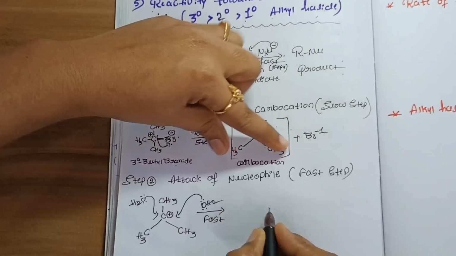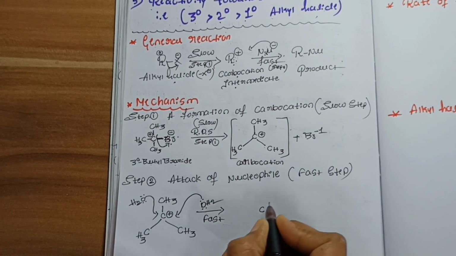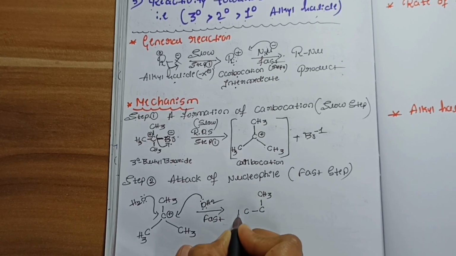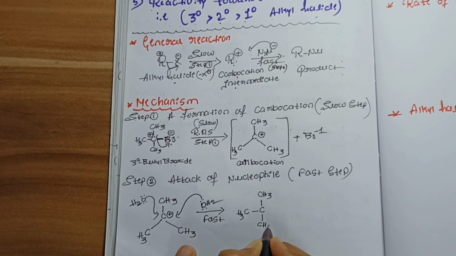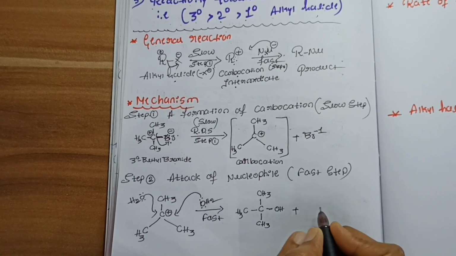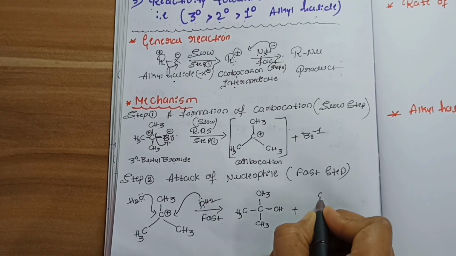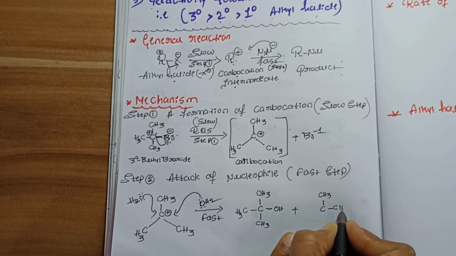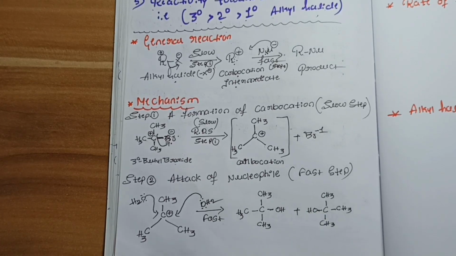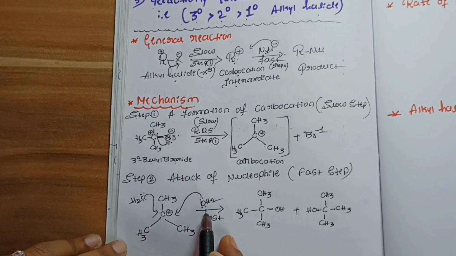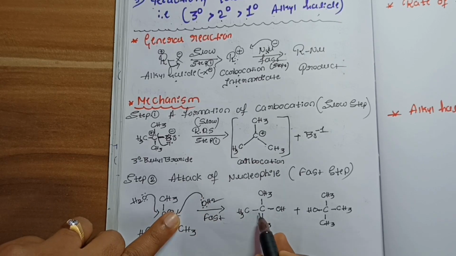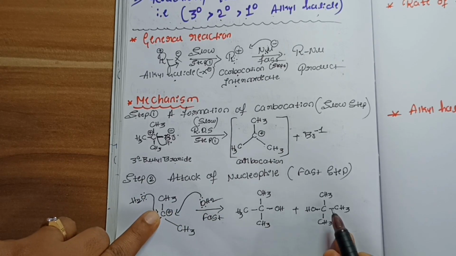I'll write those products. CH3, CH3, CH3, and here OH. This is one product, and one more product is CH3, CH3, CH3 and OH. Now, why did we get two products? Because the nucleophile attacks from the front side as well as the back side. If it attacks from the front side, you will get one product, and if it attacks from the back side, you will get one more product.